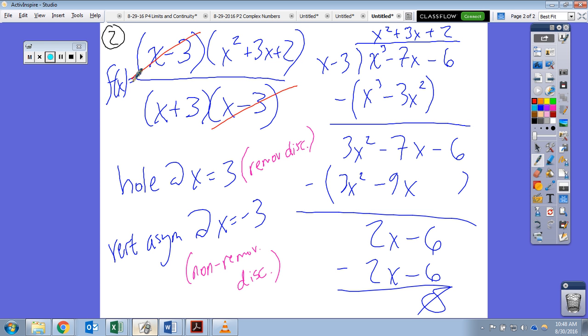What exactly is it asking? It's asking us to... what number? Number 3? Yes. Okay, thank you. What it's saying is, if this hole didn't exist, what would its y value be?